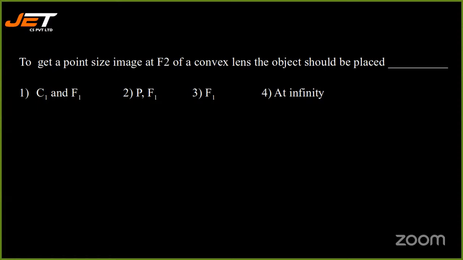The question is, to get a point size object at F2 of a convex lens, the object should be placed at, is it between C1 and F1, or between pole and F1, or at F1, or should the light rays be coming from infinity in order for the light rays to converge at the F2 point?